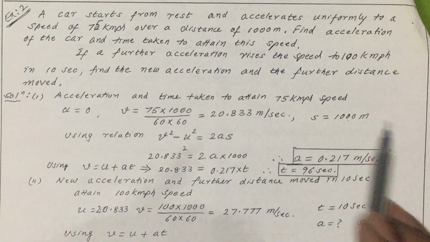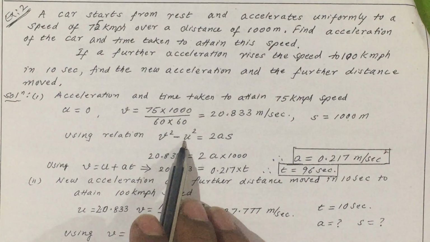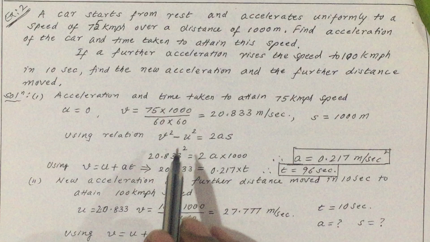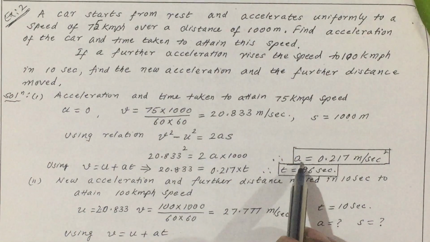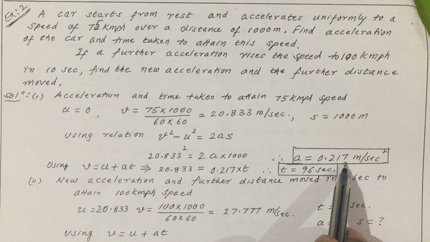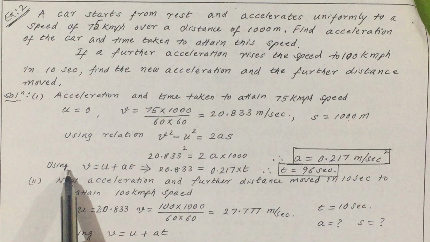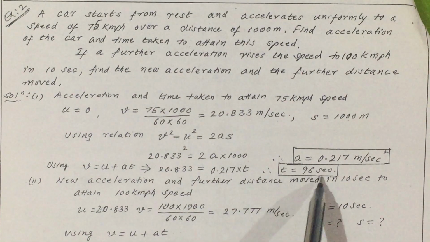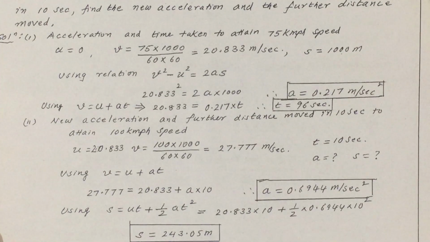And the distance travelled is 1000 meters. So, using the third equation, v square minus u square is equal to 2as, substitute the values where u is equal to 0, then you are going to get the acceleration, that is 0.217 meter per second square. Then using the equation v is equal to u plus at, substitute, you are going to get the time, that is 96 seconds.